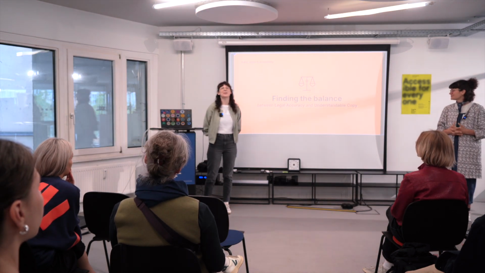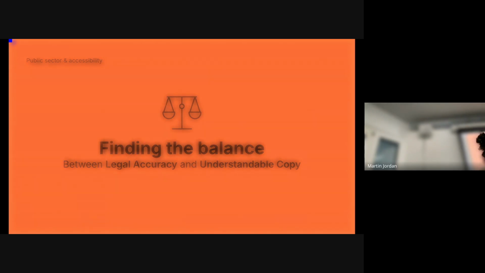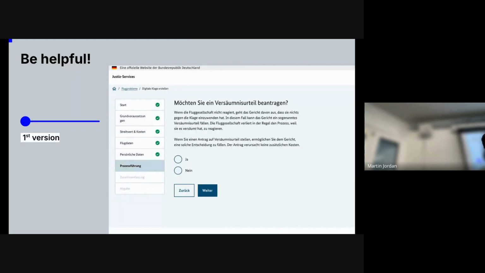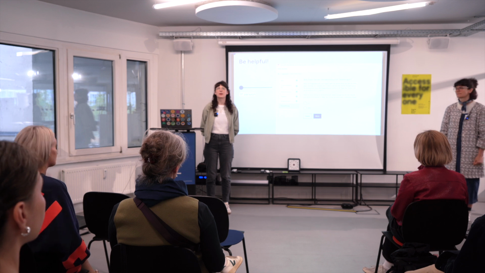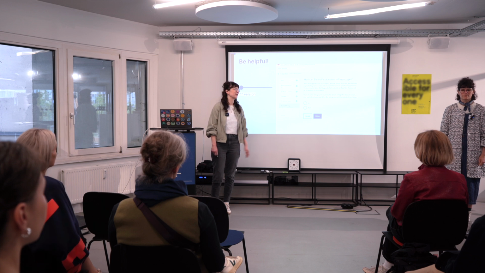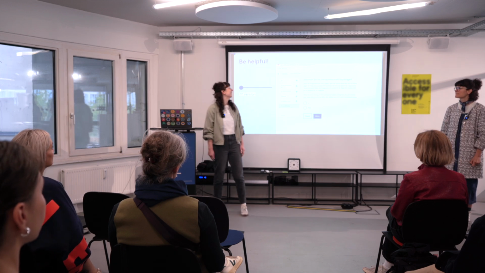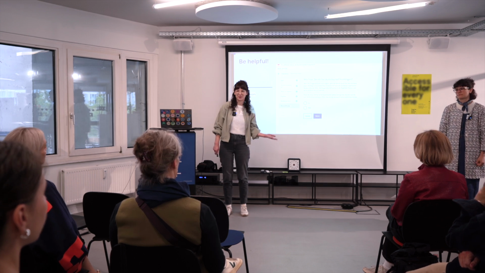Okay, so getting back to our big challenge, sometimes the best solution for this is finding a good compromise. As it was the case in this example here, what you can see here is one of the questions users encounter when they use our tool to create a digital claim. At one point they are asked if they want to apply for a so-called Versäumnisurteil, which is a judgment by default in English, if maybe anybody knows about it. And of course, as you can imagine, most users don't know what a Versäumnisurteil is.